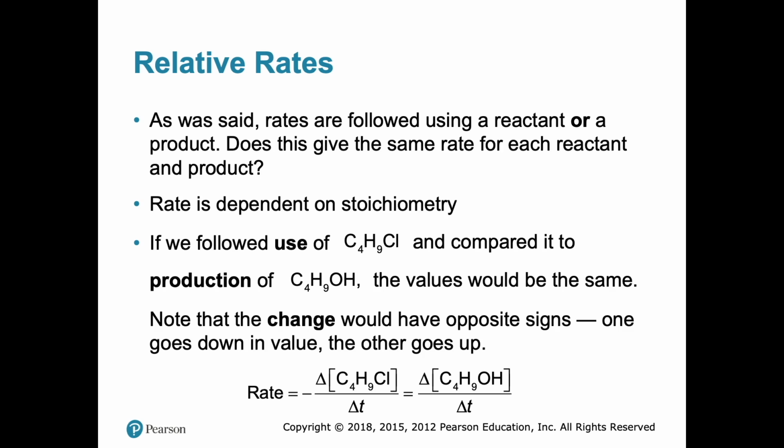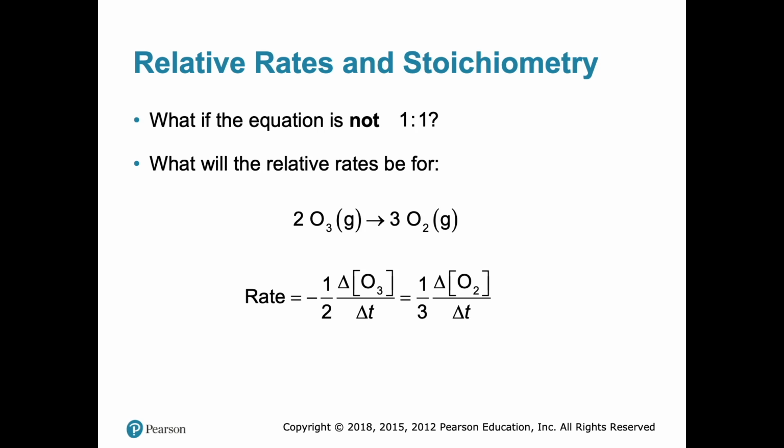All right, so I'm going to go on a little bit here. I was just saying how the rate is dependent on stoichiometry. What did I mean by that? What if you don't have a one-to-one ratio? In our previous example, we were doing the chlorobutane with water, and our results were butanol and hydrochloric acid. But when we wrote that reaction out, the balanced chemical equation was a one-to-one ratio for all the reactants and all the products.